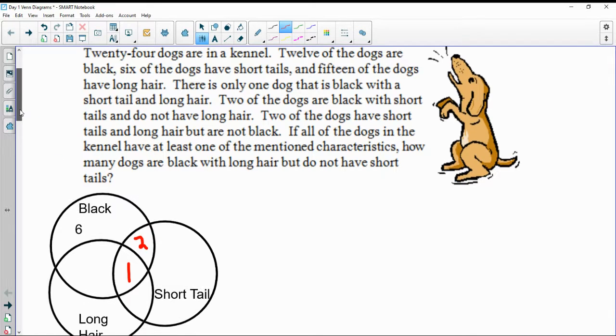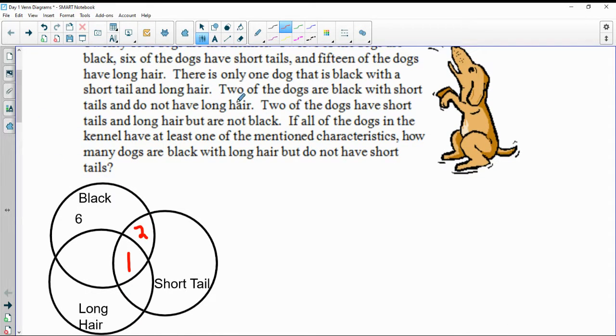Okay. Next, it says 2 of the dogs have short tails and long hair. So we're looking for short tails and long hair, but are not black. Short tails, long hair, that's this piece. But it also says that they are not black. So you don't want that part of the circle. So that's going to be 2. Okay, and then that's all they tell me.